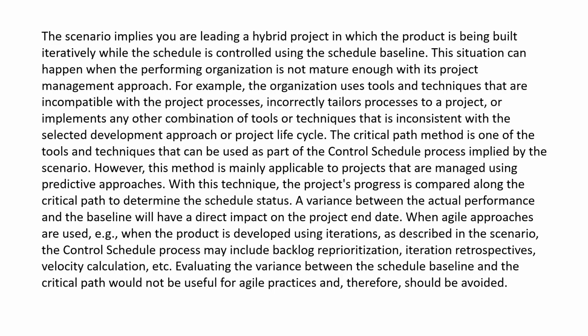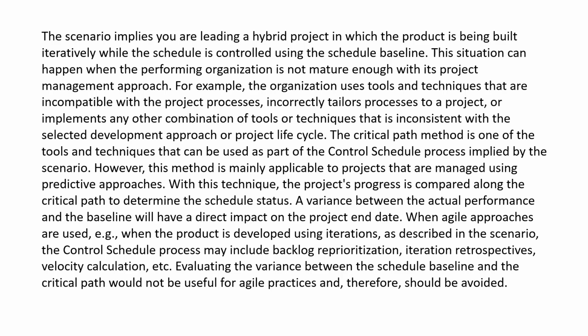The critical path method is one of the tools and techniques that can be used as part of the control schedule process implied by the scenario. However, this method is mainly applicable to projects that are managed using predictive approaches. With this technique, the project's progress is compared along the critical path to determine the schedule status. A variance between the actual performance and the baseline will have a direct impact on the project end date.